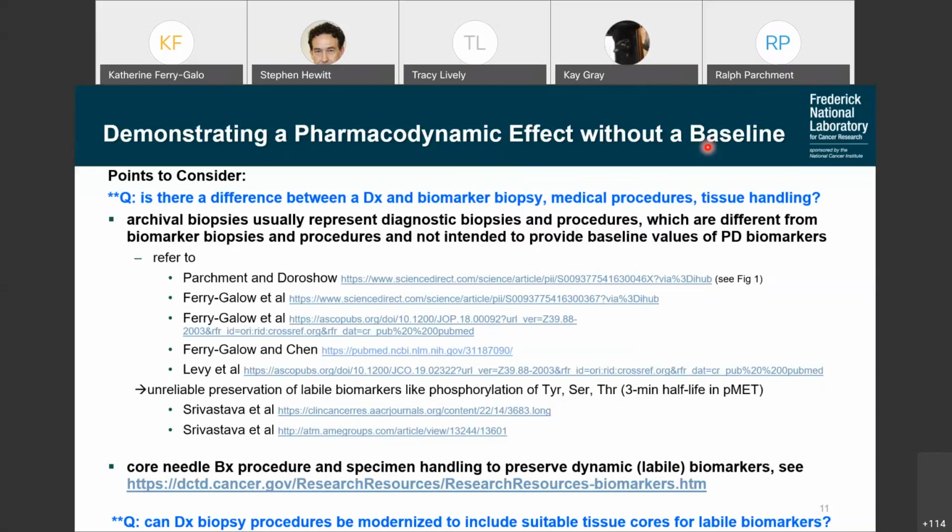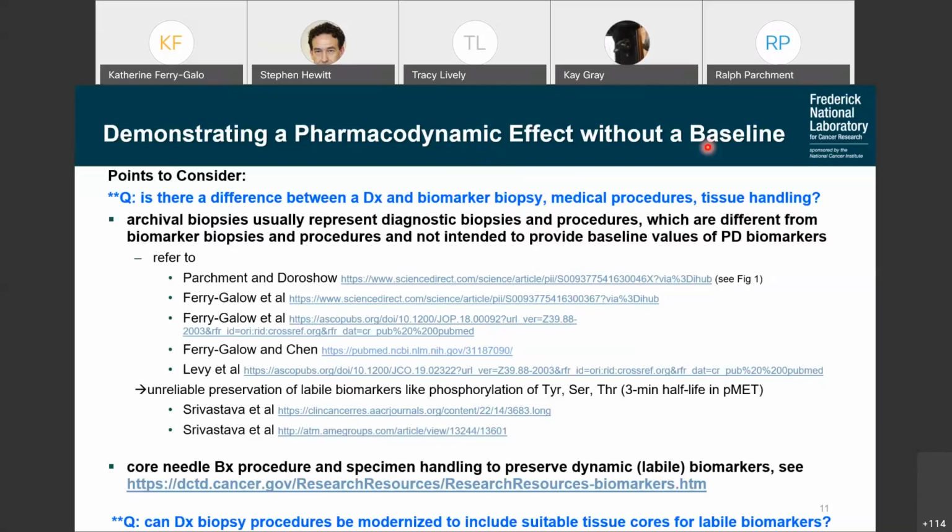So that provided the rationale for, in the previous slide, you saw Kate present the standard procedure for us, which is to snap freeze the specimen within 2 minutes. That's to preserve even the most labile phosphorylation residues that we've studied so far.